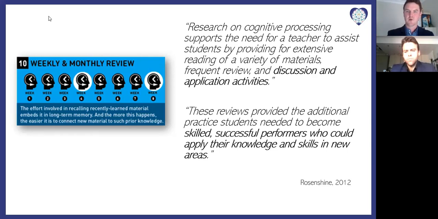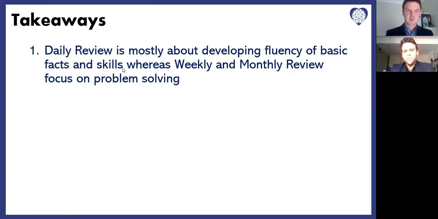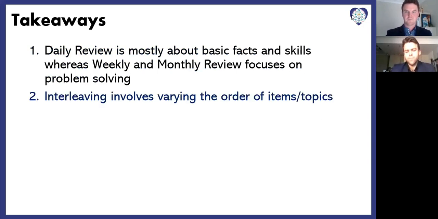So what we have interpreted Rosenshine's principles of daily review and weekly and monthly review to mean is that daily review is about the basic facts and skills, whereas weekly and monthly review is more of a focus on application and problem solving. Now, we know that there's probably going to be some overlap, but we think it's important to make this distinction. We'll go into it in a little more detail as we come through here. Okay, so that's our first takeaway. We're going to build 4 or 5 takeaways through this first half of our presentation. The first takeaway being daily review, basic facts and skills; weekly and monthly review, application and problem solving, the focus of those respectively.